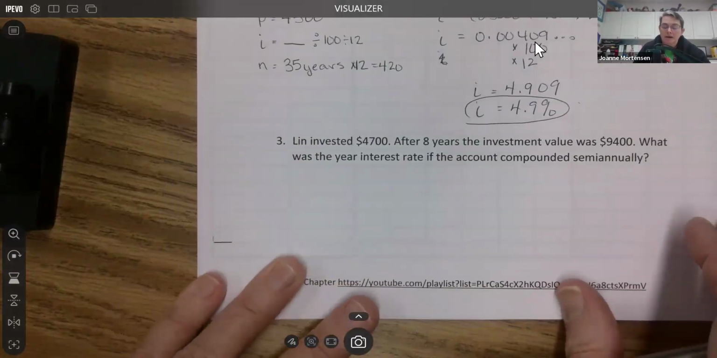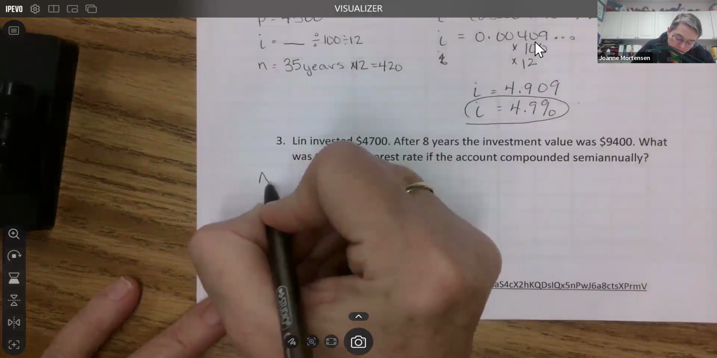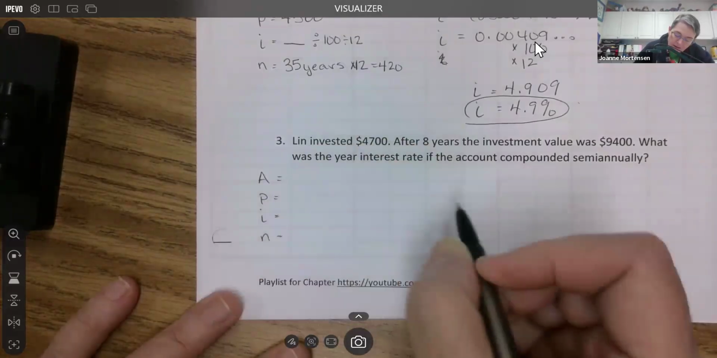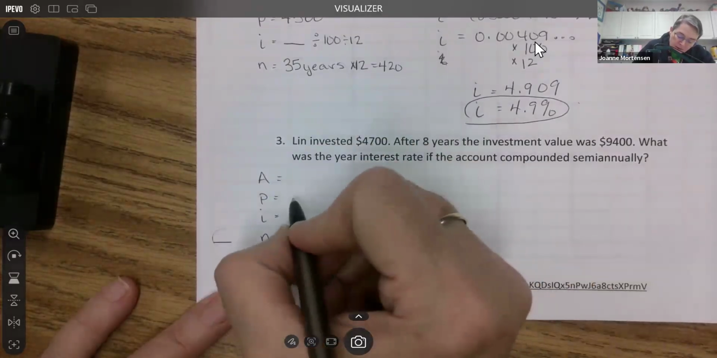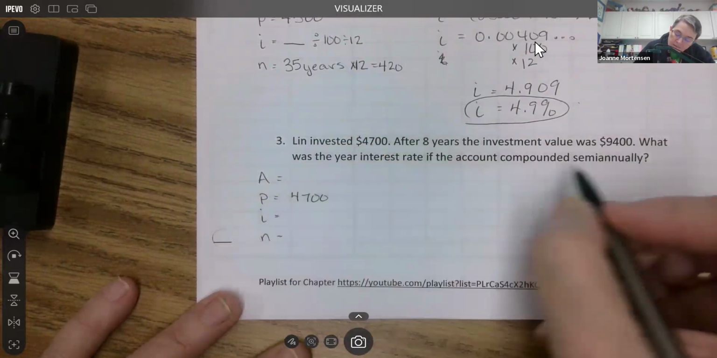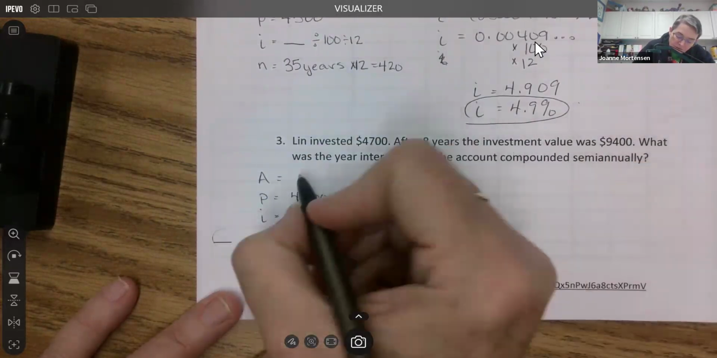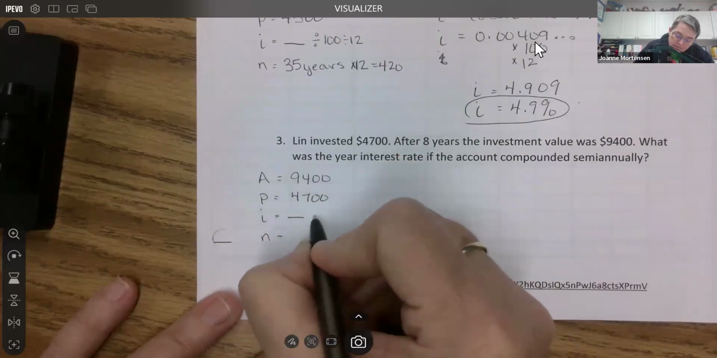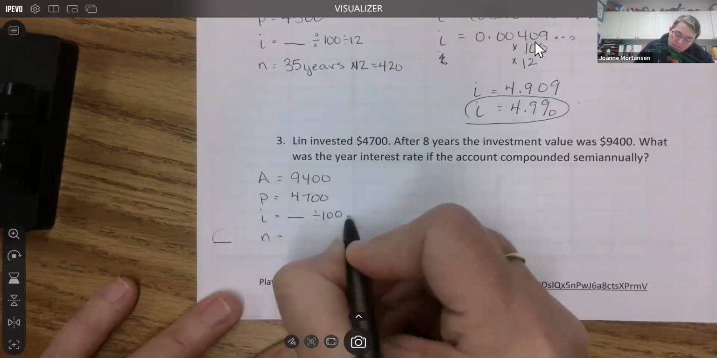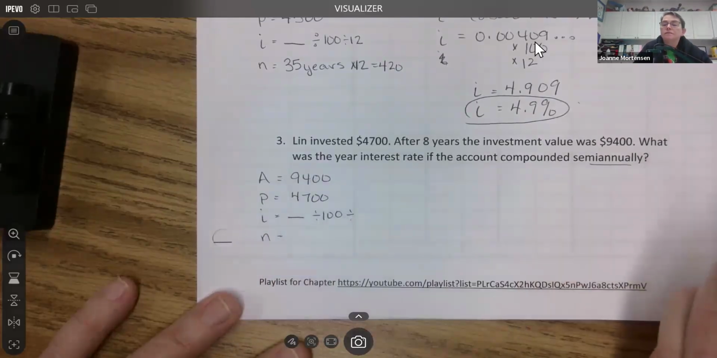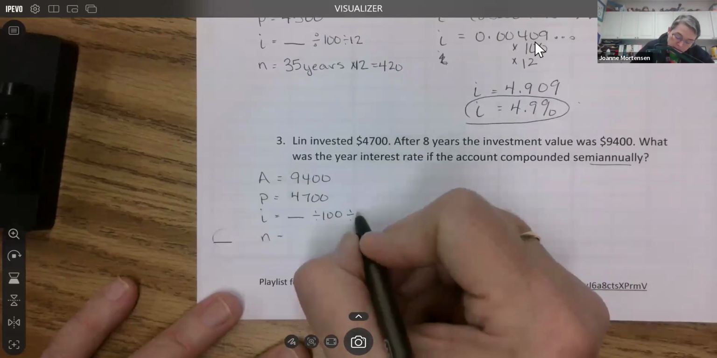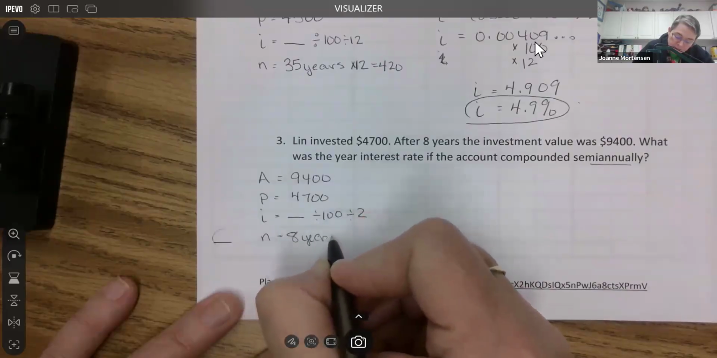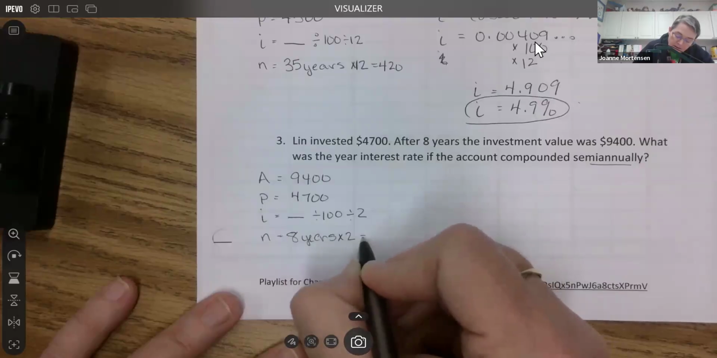Last one. You invested, okay, so that's my principal. After 8 years, it was 9,400. We don't know this. Semi-annually, so this is going to be 8 years times 2. That's 16.